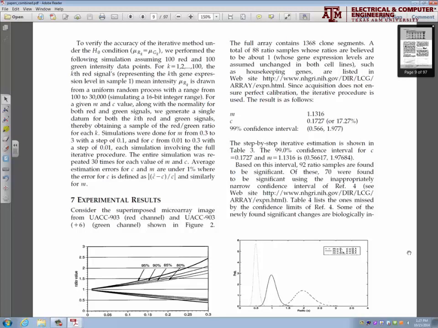And based on this interval, 92 ratio samples are found to be significant, significantly different from 1. Which genes are differentially expressed between these two samples, not at the same level in the two samples? They found 92 of them. Of these, 70 were found to be significant using the inappropriately narrow confidence interval of reference 4. So in an earlier paper, 70 of those were picked up, and they picked up another 22 using this method here.